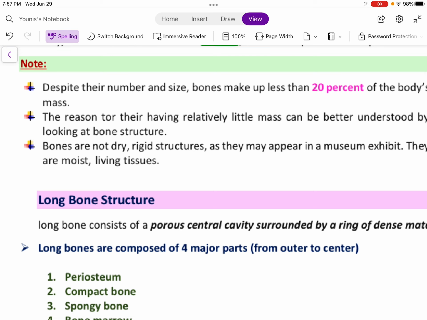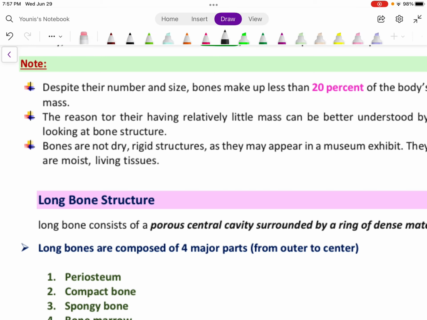Okay, so you may have thought that the bone is what gives us most of our weight, which is not true. Imagine our bones can only make up 20% of our total body weight or mass. So only 20%. For example, if someone weighs 100 kilograms, then only 20 kilograms of that weight will be the weight of bones.